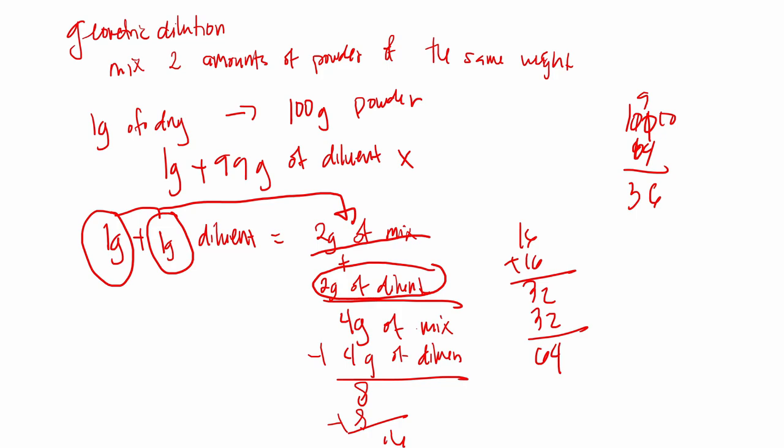So the advantage of this is you can make a uniform mixture of your potent powder without compromising on safety. However, it takes a little bit of time, and instead of triturating only once, you're going to triturate a lot of times.